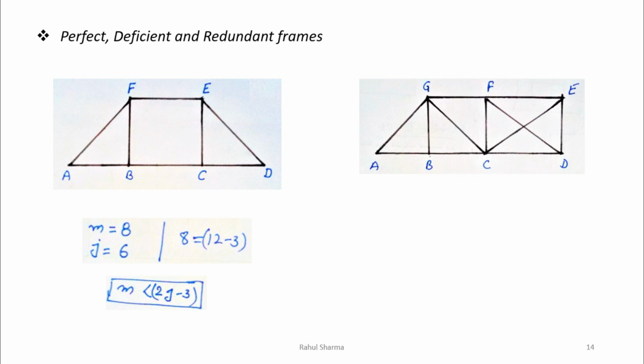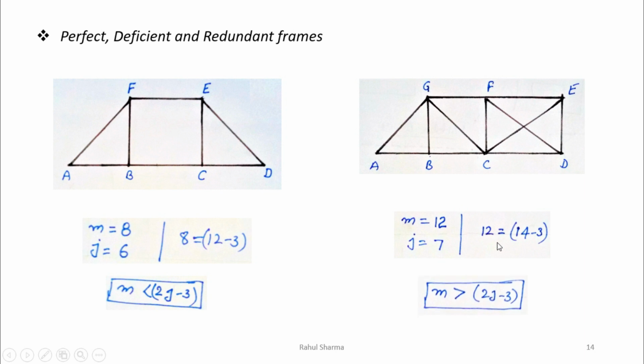Similarly, if you count in this one, the total number of members is 12 and joints are 7. Now here 2j minus 3 is 14 minus 3, 11. So m is more than the required number 2j minus 3. This is what a redundant frame means. If I remove one member from the structure, there will be no effect on the net force it can bear or support. And here, in the deficient frame, there are fewer members, and due to that it may get deflection or deformation due to the external load.